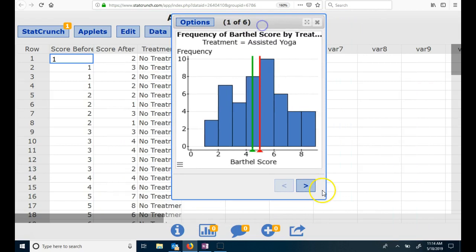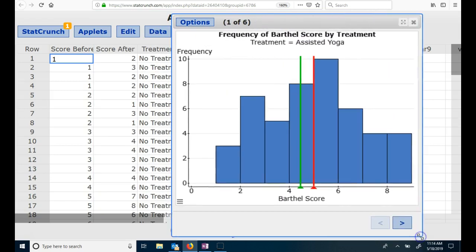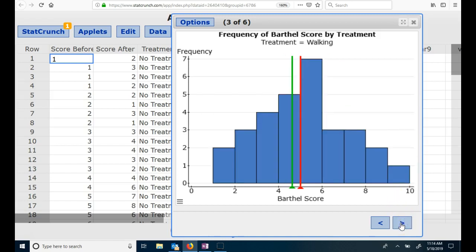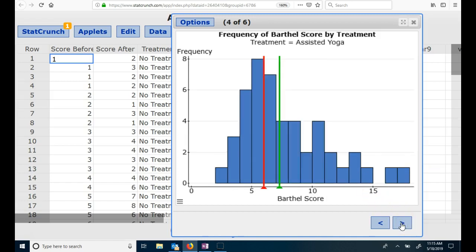All right, so now we've got 6 of them, and it makes sense because we've got before and afters for each group. So this is the treatment is assisted yoga, and here's its Bartle score, and that looks pretty normal, right? If we look at that, that actually looks very normal, all right? And so hey, that one works. Next one, well, that one looks kind of skewed left, but it's not terribly skewed, all right? And our mean and our median are kind of at the same place, so that also looks kind of normal, all right? It's not a huge deviation. This one's treatment walking in our Bartle score. That one looks very normal, right? Very symmetric. It's got a single mode. Looks pretty good.